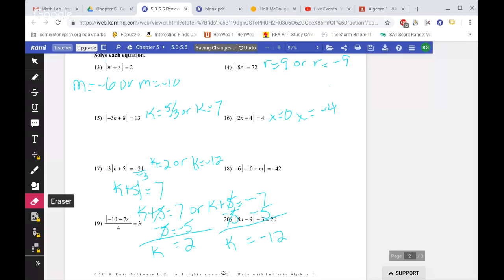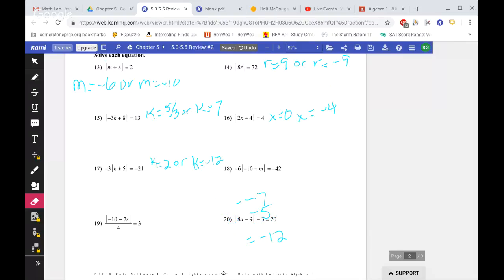How we doing? Good. I added the 3 on both sides instead of dividing. Oh, okay. And I can see where that could be a little confusing because of the minus before it. Yeah.